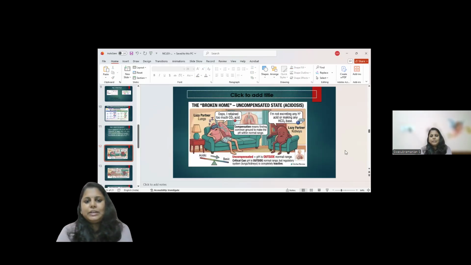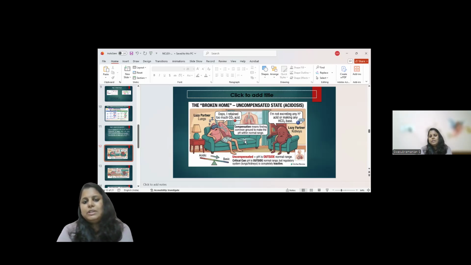To remember this easily, take the example of a broken home. The uncompensated state means it's mainly the acidosis. You can see here the lazy partners, the lungs and the kidneys. The lazy partner lungs says, oops, I retained too much CO2 acid. The lazy partner kidney also says, I am not excreting any acid or making any bicarbonate base. Both are tired, so they are not ready to compensate.